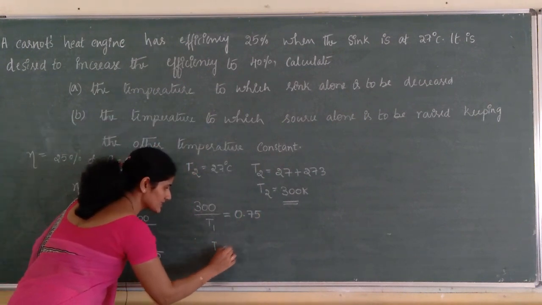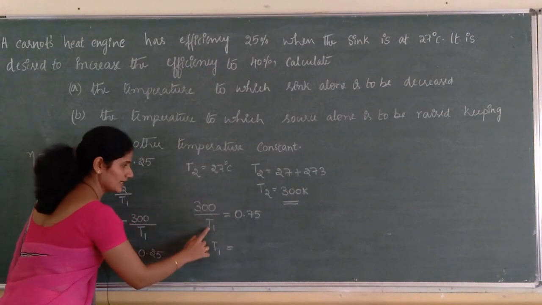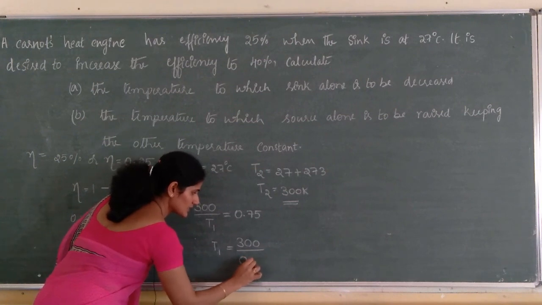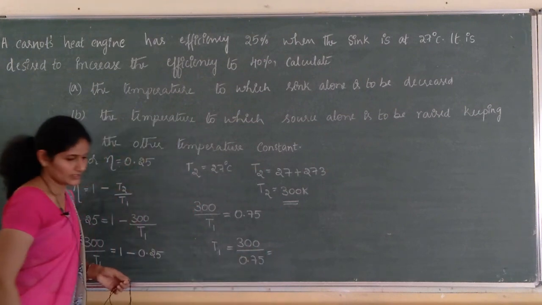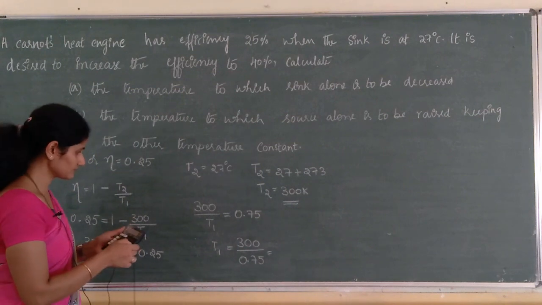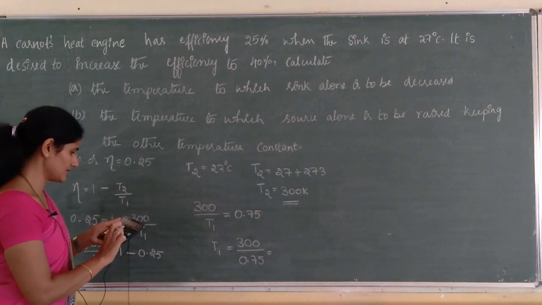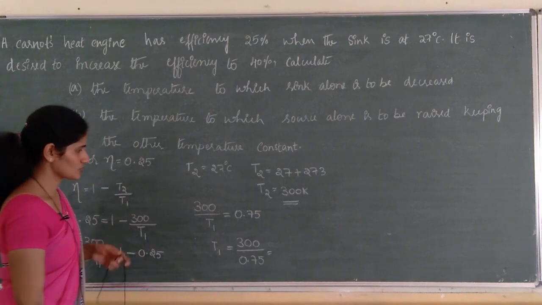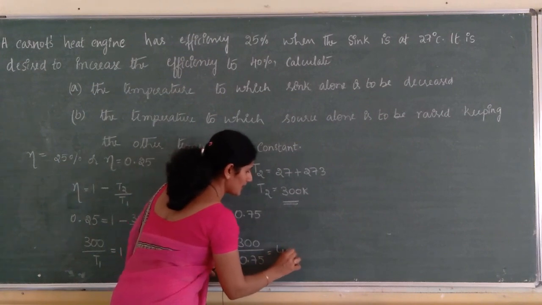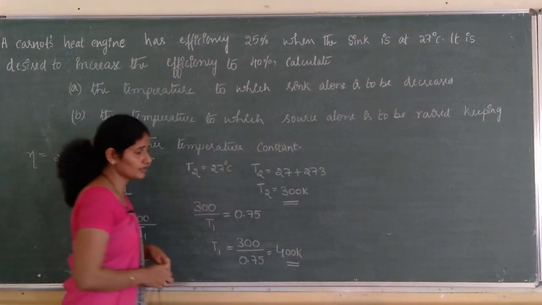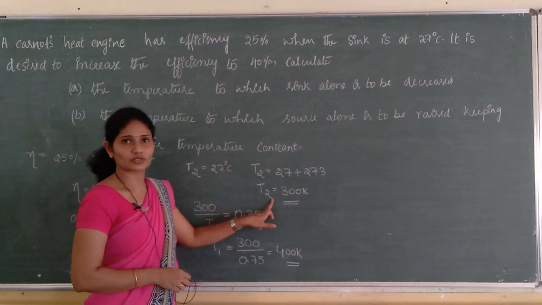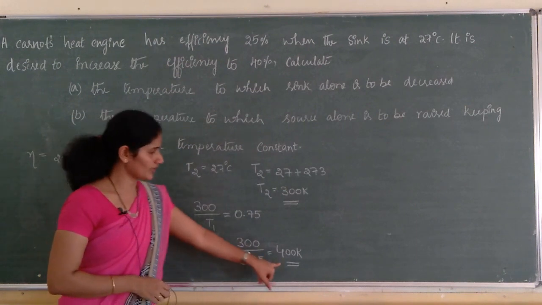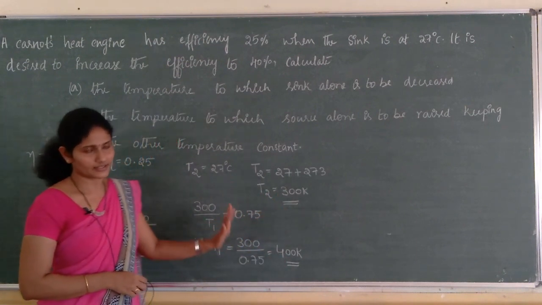Therefore, by cross multiplication, T1 is equal to 300 divided by 0.75. So, what is the value of T1 then? 300 divided by 0.75. So, T1 is 400 Kelvin. Always remember, T1 must be greater than T2. Temperature of the source must be greater than temperature of the sink. So, T1 is 400 Kelvin, T2 is 300 Kelvin.